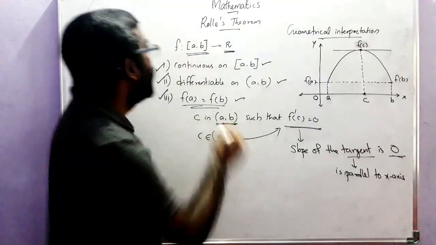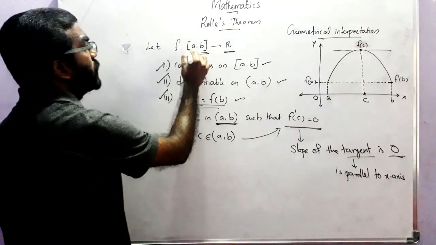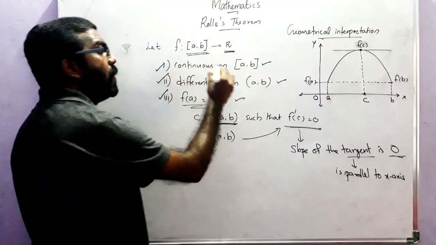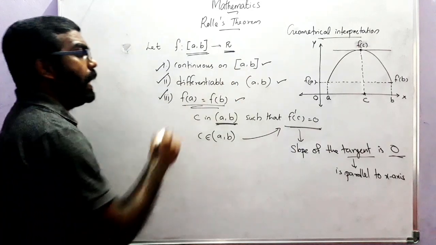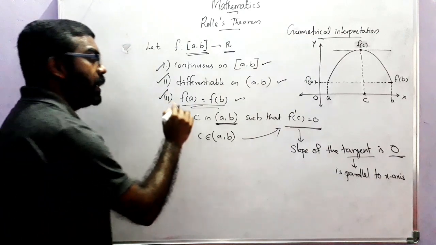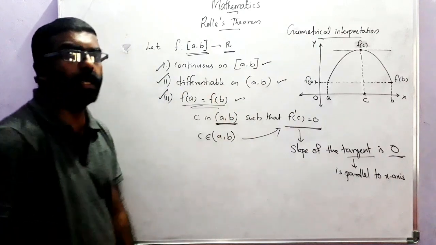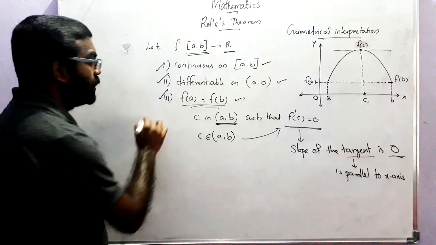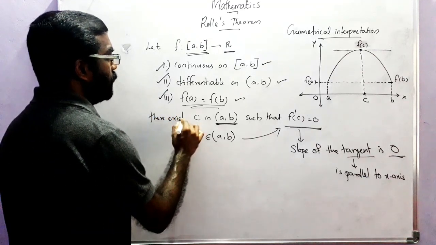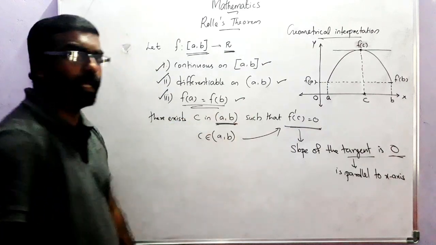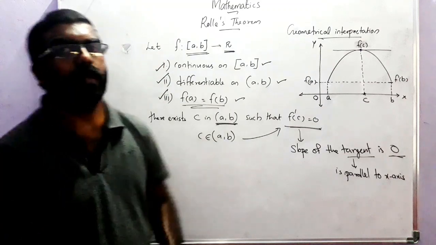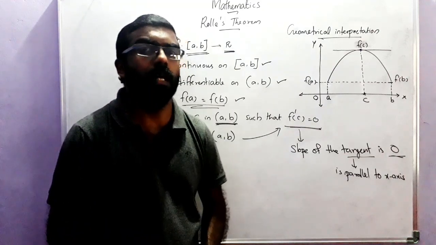I repeat, let f from closed interval [a, b] to R be continuous on closed interval [a, b] and differentiable on open interval (a, b) such that f of a is equal to f of b. Then there exists some c in open interval (a, b) such that f dash of c is equal to 0. This is what is called Rolle's theorem. Clear?